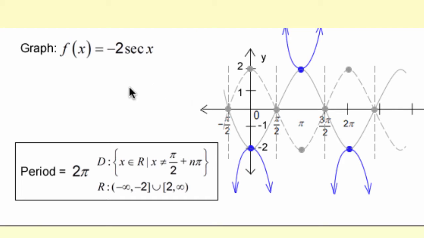Here's an example. f of x equals -2 secant of x. You can see here it started off by graphing the cosine function, and then it's a vertical reflection with a negative sign out in front, so it's reflected to go down, and then it's stretched by a factor of 2. The amplitude of the cosine function is 2 instead of 1. So you graph that first, and then turn the zeros into asymptotes and draw your branches.